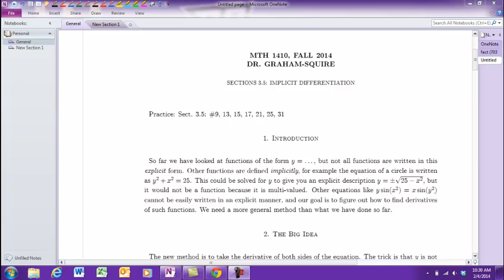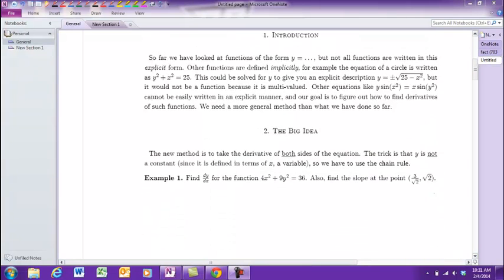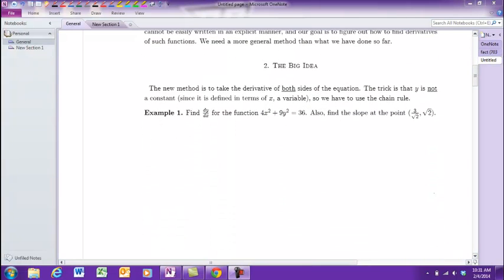And what we want to do is be able to find derivatives for these implicitly defined functions. To do this, we need a more general method than what we've done so far. The new method is we're basically going to take the derivative of both sides of the equation. And the trick is that y is not a constant. So when you take the derivative of it, you basically take the derivative like it was an x expression, but then you have to use the chain rule and you end up multiplying by a dy dx or a y prime. So let me show you what this looks like.